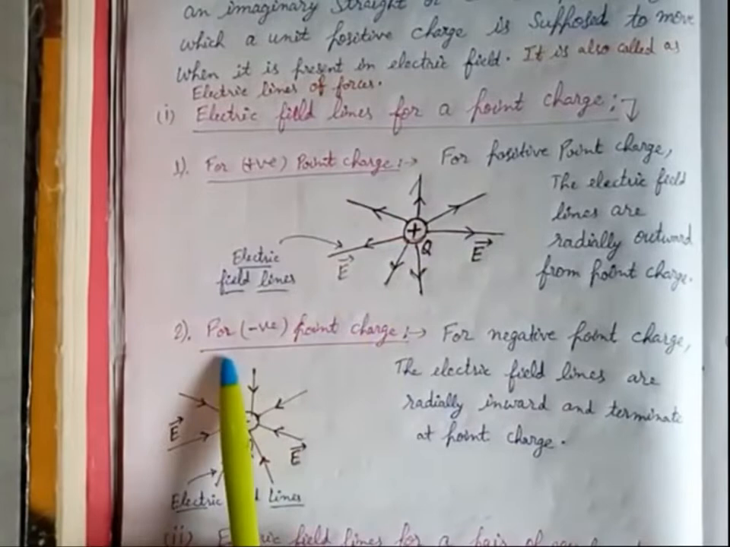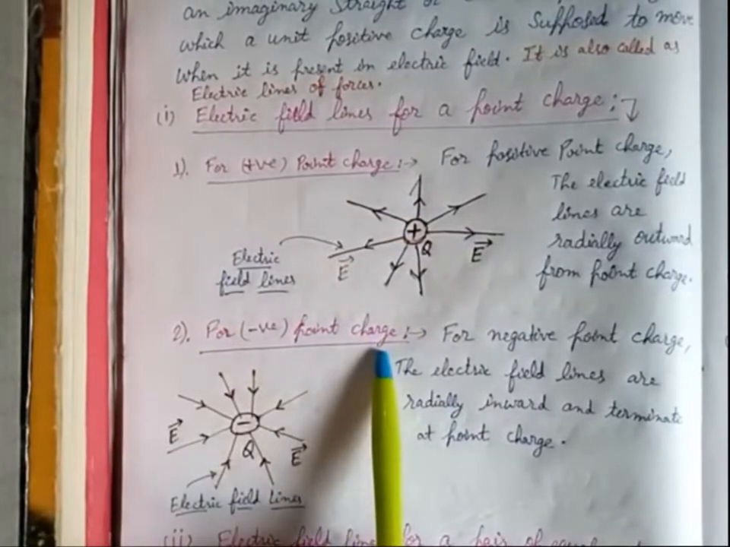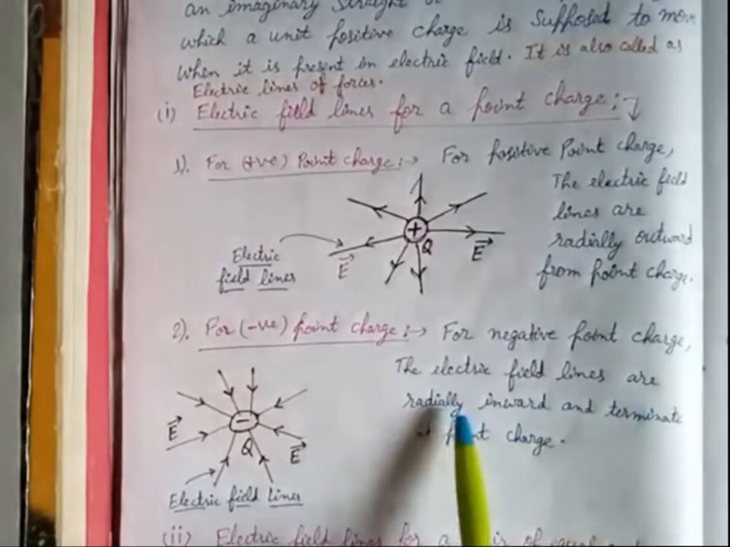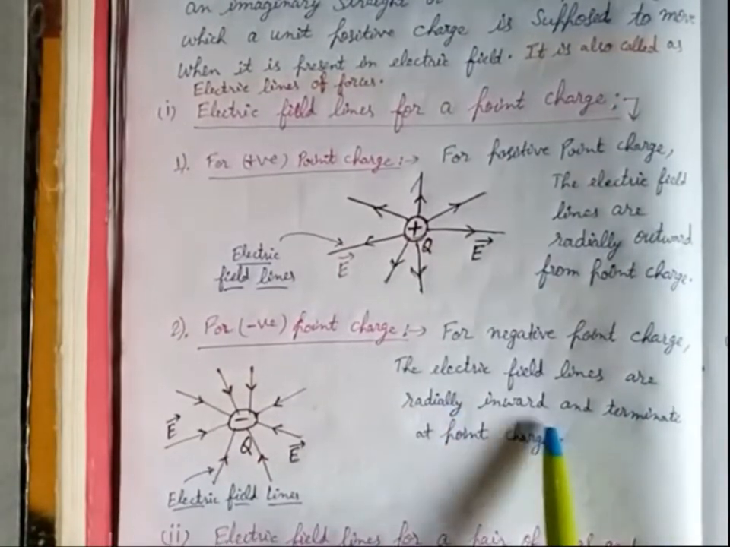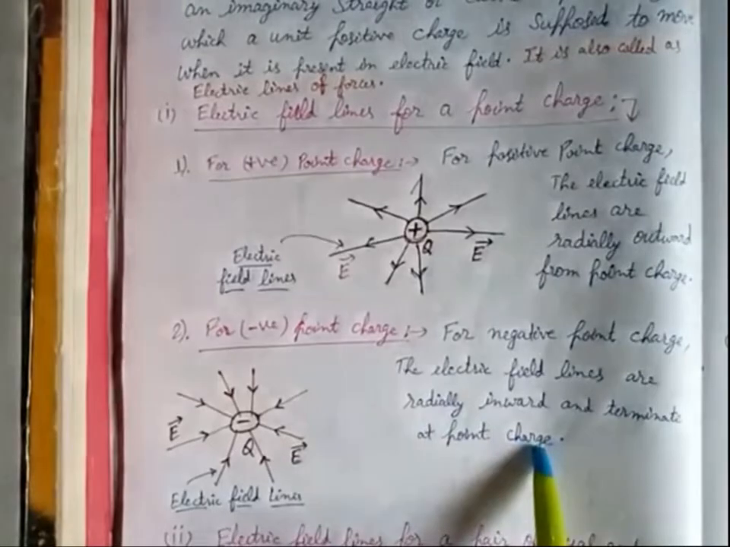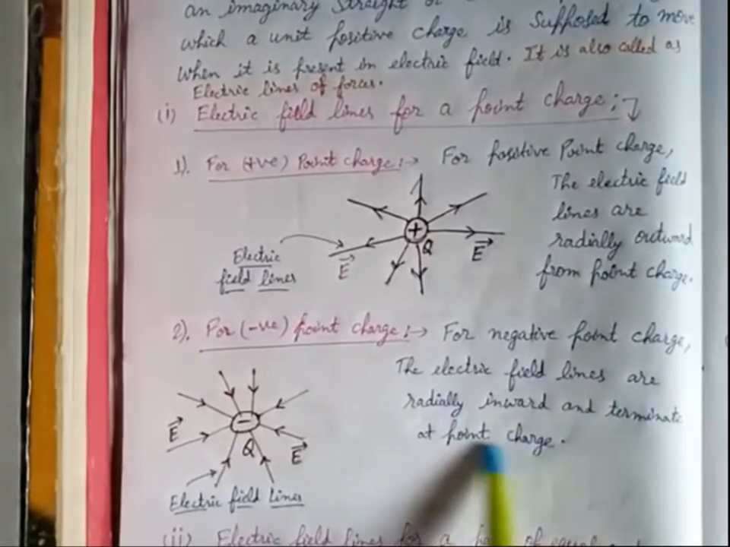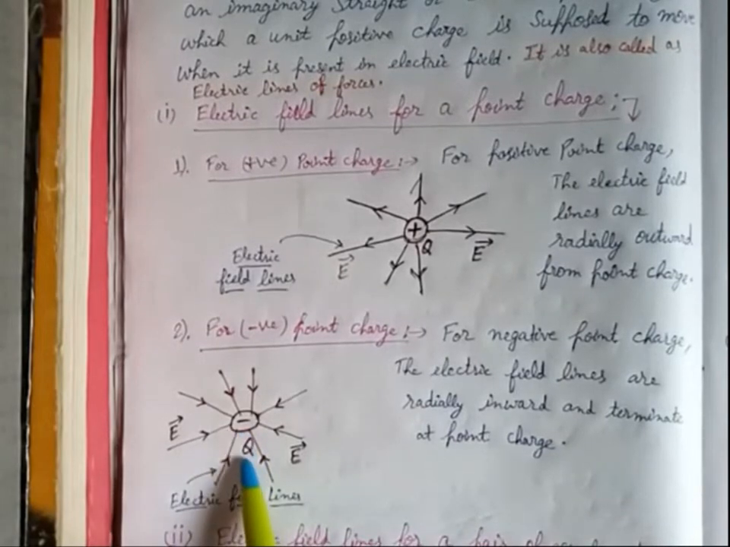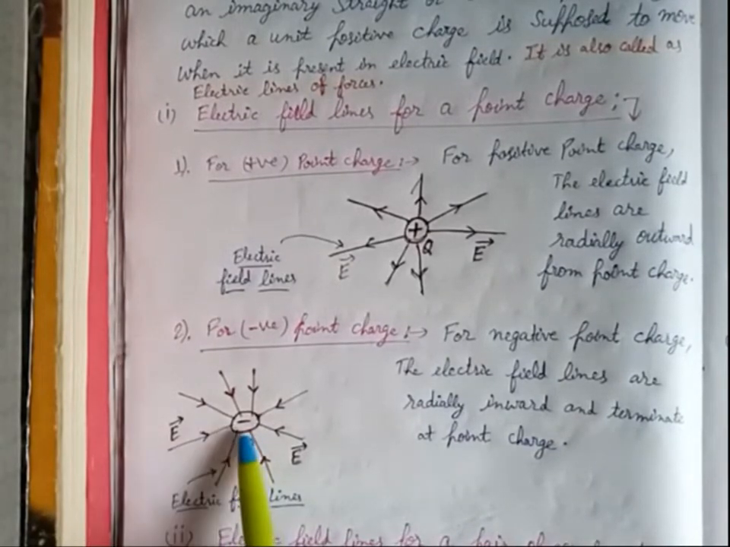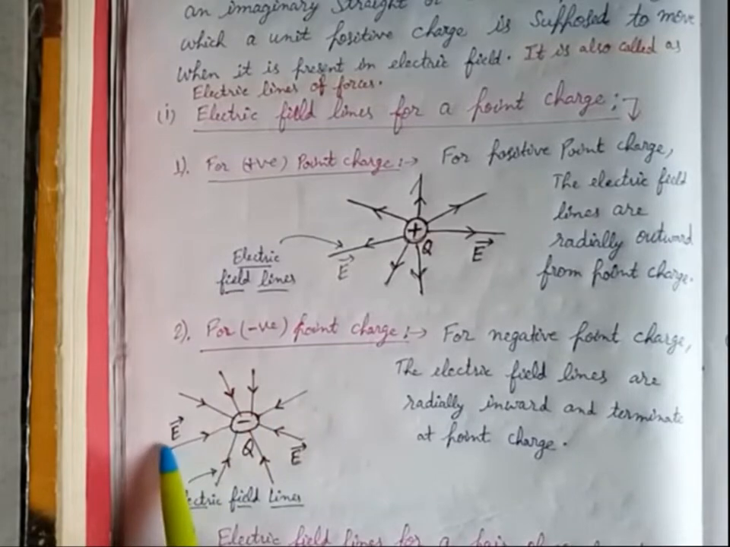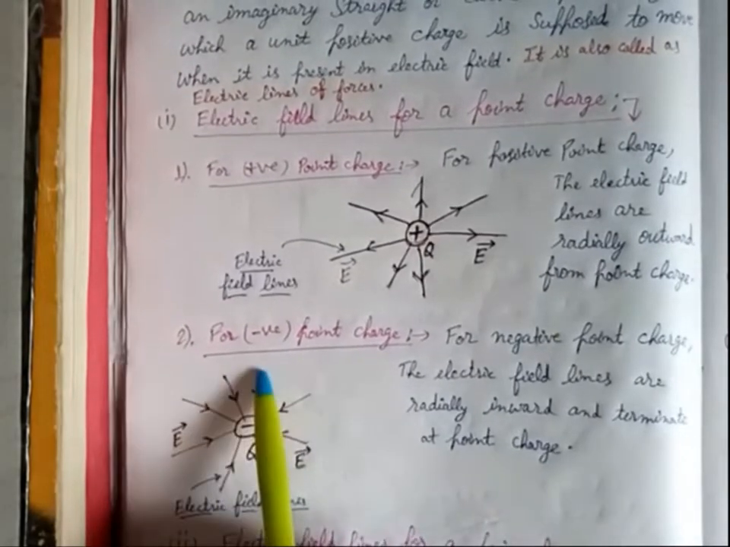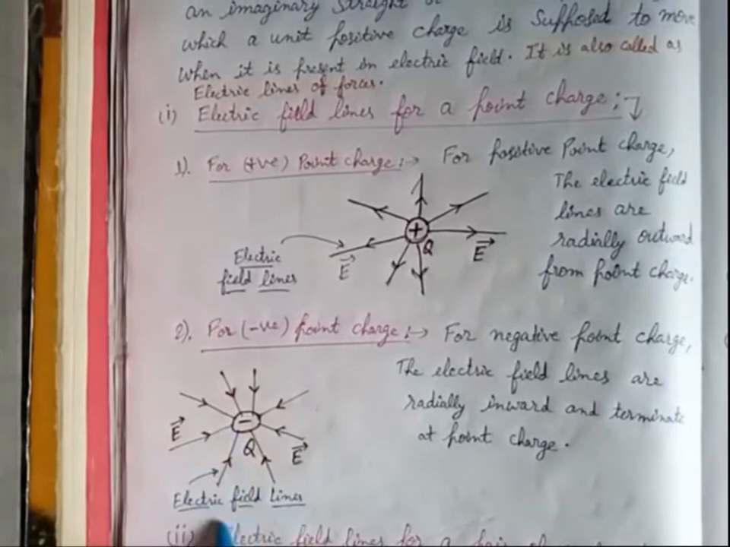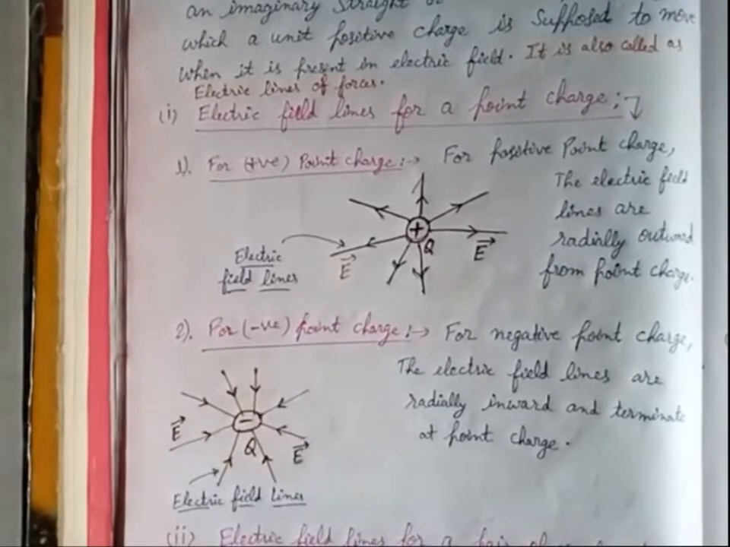Then for the negative point charge, the electric field lines are radially inward, going into that charge or terminating into that point charge. So this is the negative point charge, and the electric field lines due to this source charge will be going inside this charge from all directions. These are the electric field lines for the negative point charge.